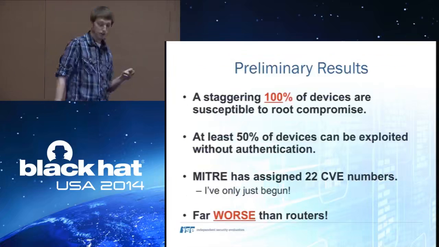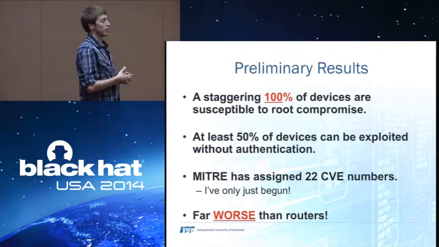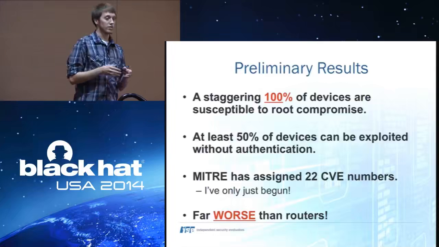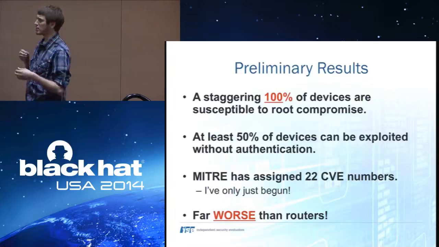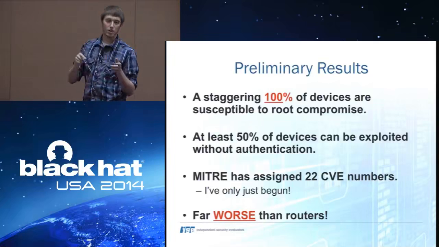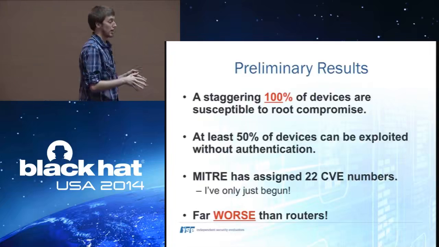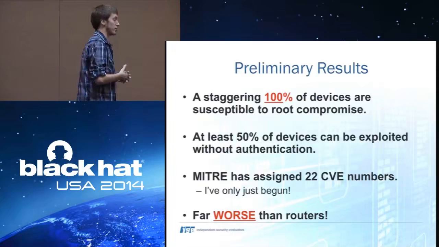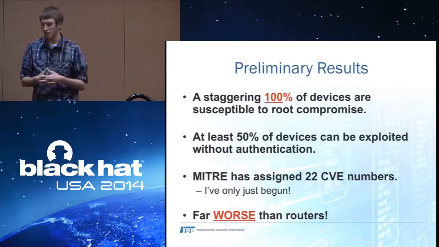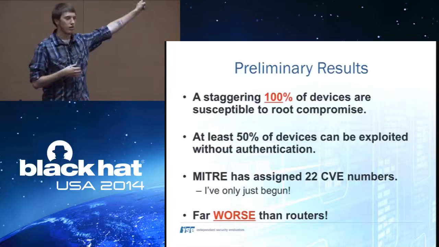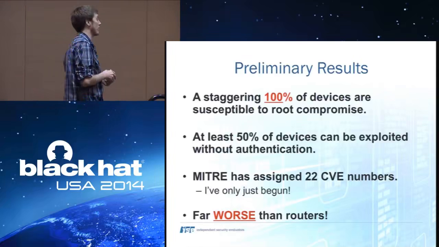So, preliminary results. A staggering 100% of devices are susceptible to root compromise. There wasn't one device that I looked at that I literally could not take over. At least 50% of those devices can be taken over without authentication, meaning that there is some form of authentication bypass, or the device, for whatever reason, has missing function level access control and doesn't perform authentication checks. That number will grow over time, but like I said, I'm in the middle of performing my research. This is a statistic I have right now.